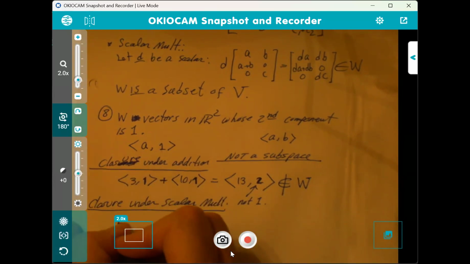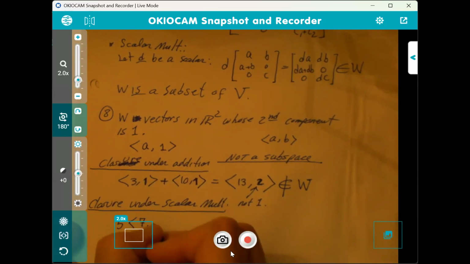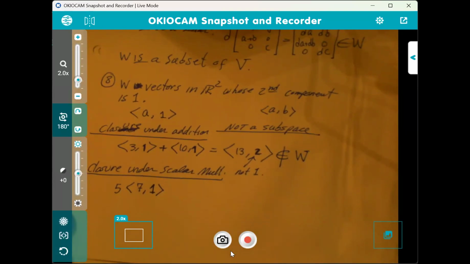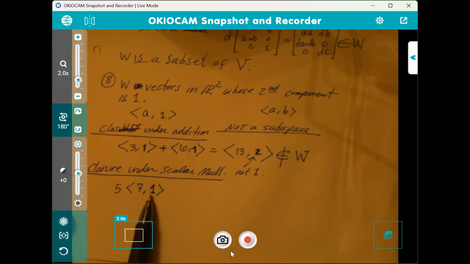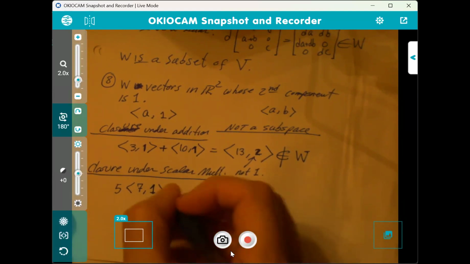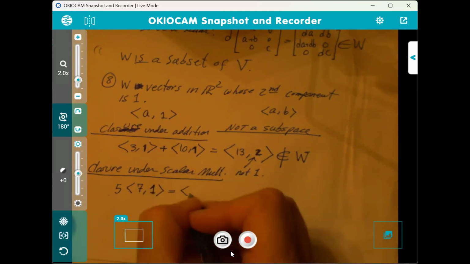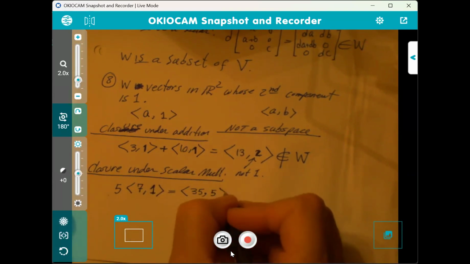So I'm going to do, let's say 5, that's my scalar. I'm going to multiply by one of the vectors from the author's list of vectors, this one, right? Second component 1. First component, I like number 7, so I pick 7. This vector is going to be in W for sure, because he guarantees that they're in this form. Now, when we multiply, remember, scalar times vector, you multiply both components. So that's going to be 35, comma 5.